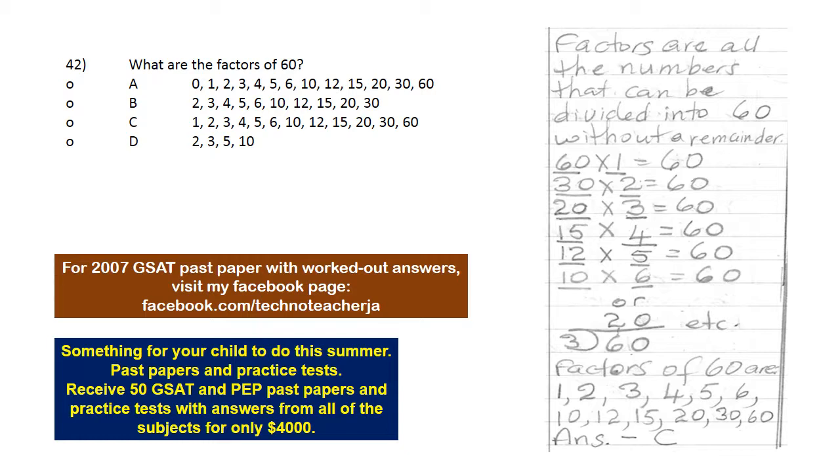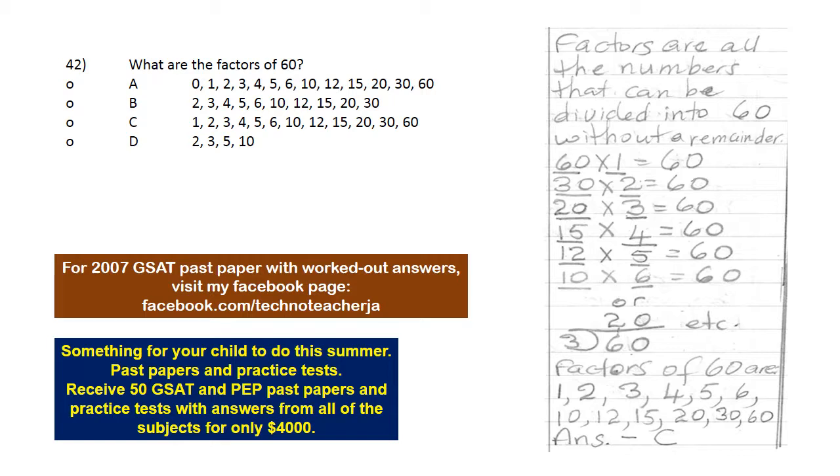Let's divide 60 by 6. 6 into 60 goes 10 times without a remainder. So both 10 and 6 are factors of 60.